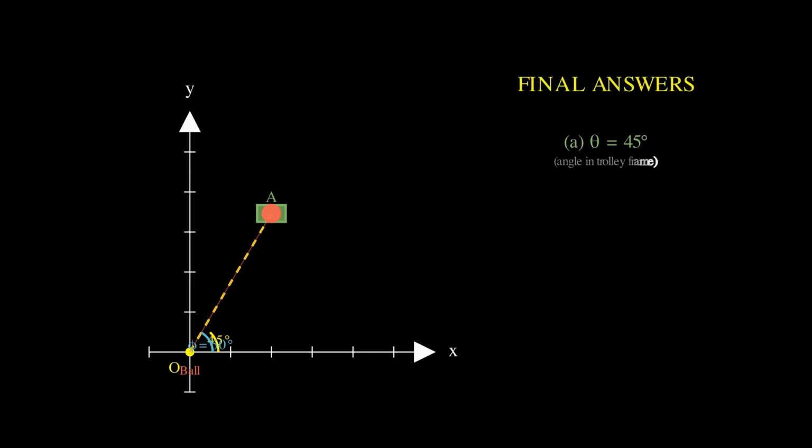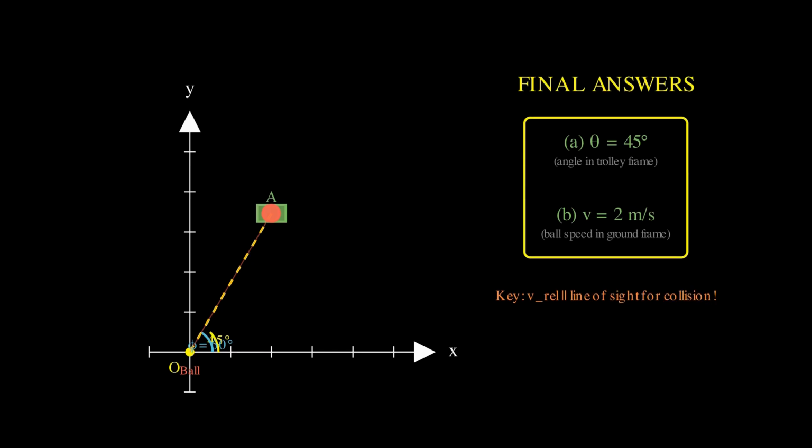Let's summarize our answers. Part A. In the trolley's reference frame, the ball's velocity makes an angle theta of 45 degrees with the x-axis. Part B. The ball's speed with respect to the ground is exactly 2 meters per second. The key insight was recognizing that for collision, the relative velocity must align with the line of sight.